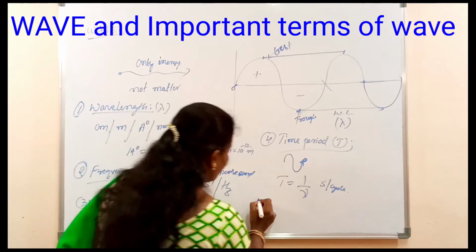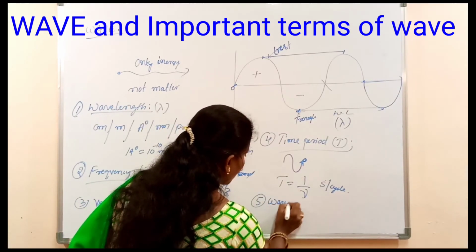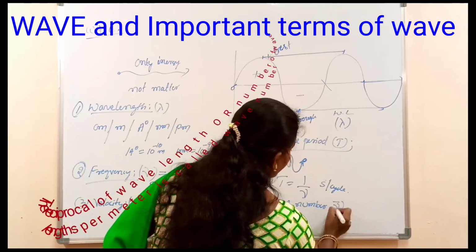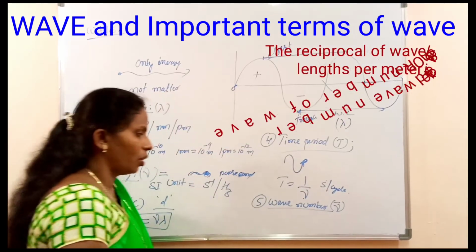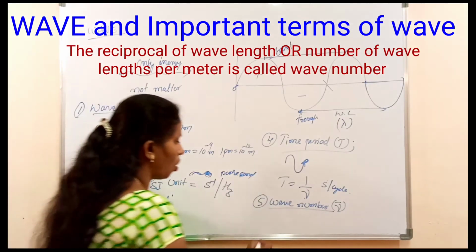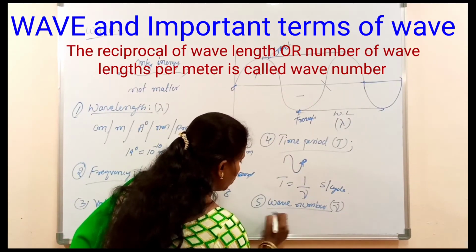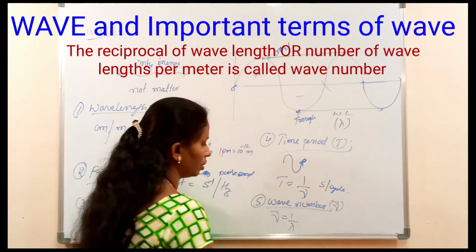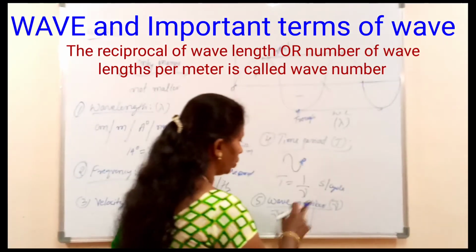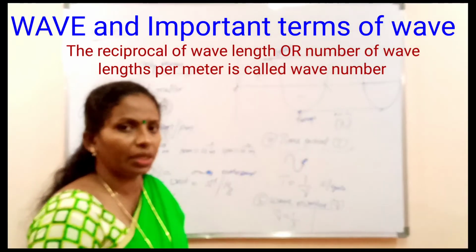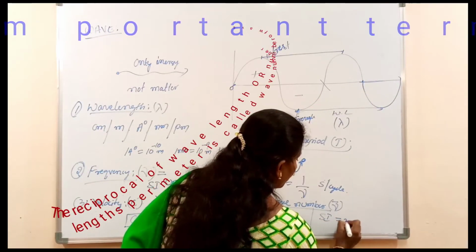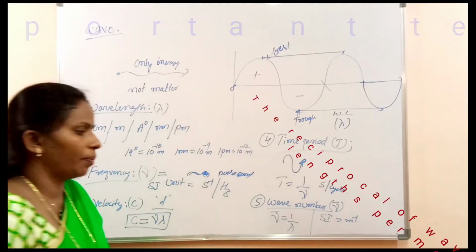Okay, next is wave number. The symbol is nu bar. Wave number is the reciprocal of wavelength, or nu bar is equal to 1 by lambda. The number of waves in 1 meter is called wave number. The SI unit is per meter.